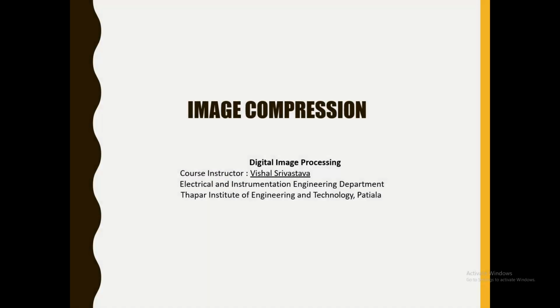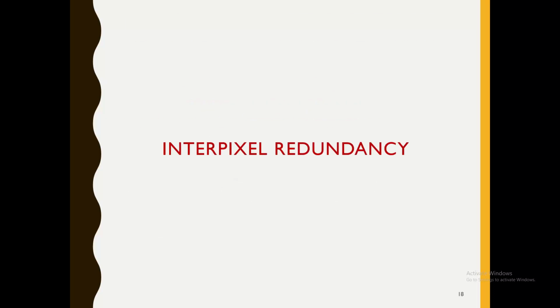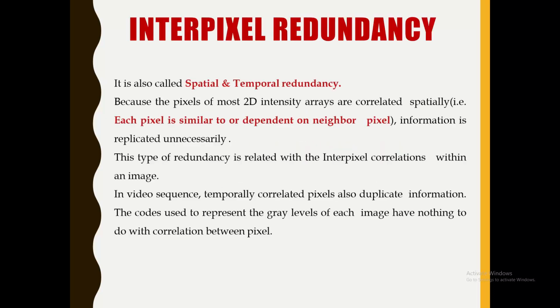In this lecture, we are going to discuss another topic related to image compression: interpixel redundancy. It is also called spatial and temporal redundancy because the pixels of most 2D intensity arrays are correlated spatially. That is, each pixel is similar to or dependent on the neighbor pixel. So information is replicated unnecessarily. This type of redundancy is related to the interpixel correlations within an image.